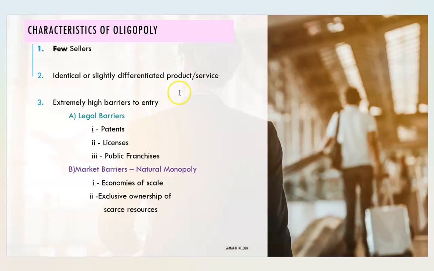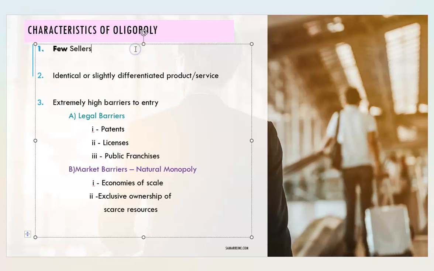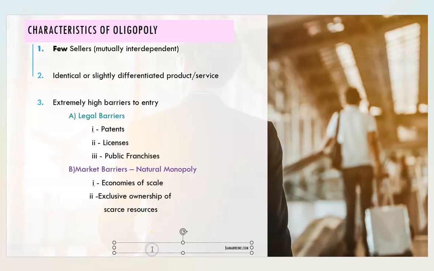And oligopoly is mutually interdependent. What does that mean, that they are mutually interdependent? Mutually interdependent means, here, let's write that down. It means the behavior of one impacts the behavior of the others. If one changes their prices, the other ones change their prices as well. For instance, if one lowers its prices, it may force the other ones to also lower their prices because they impact their sales.